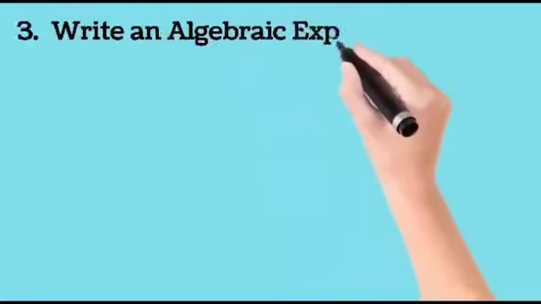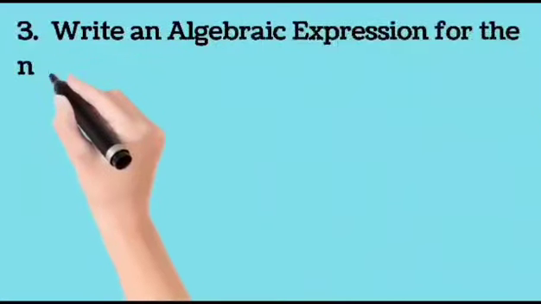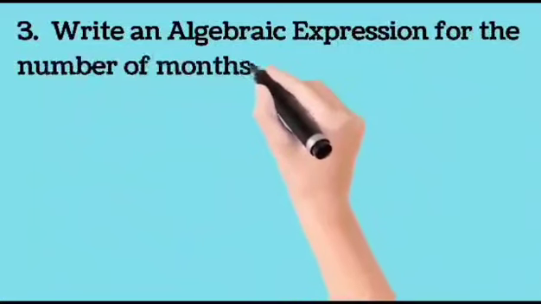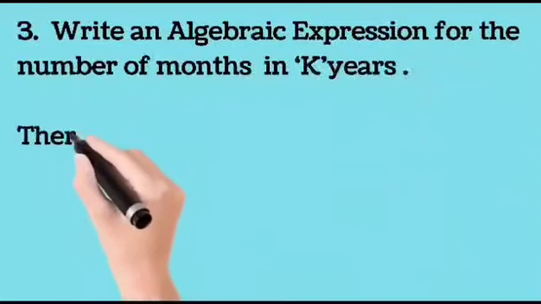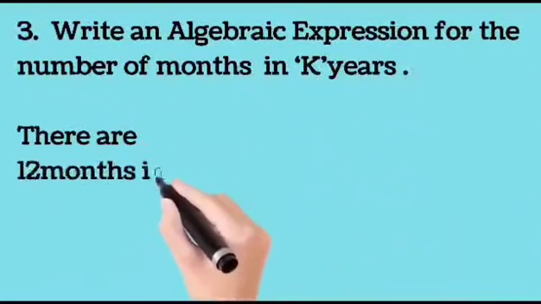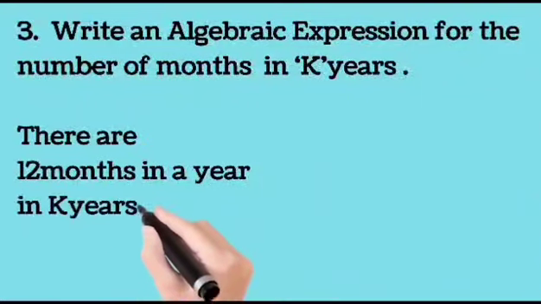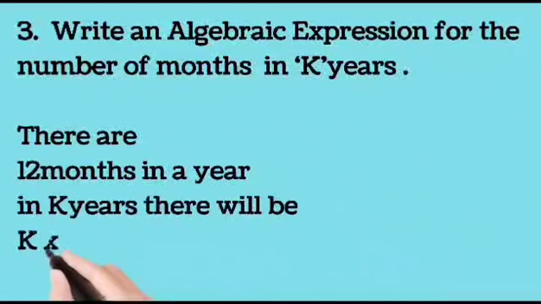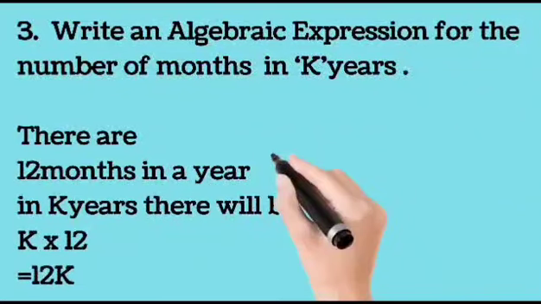Example 3. Write an algebraic expression for the number of months in K years. There are 12 months in a year. So for you to find the number of months in K years, you multiply by 12. Whenever you multiply, the number you're multiplying with is your coefficient and the K is the variable. They just stand side by side and it's 12K. Your algebraic expression is 12K months in K years.